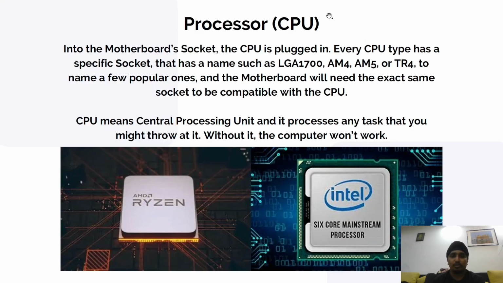Next is the processing unit. This is the brain of the PC, and there are two main brands holding the market, which are AMD and Intel, and both of the brands have different types of sockets. For Intel they will normally be using LGA sockets, based on the generation of the Intel processor, and for AMD they will be using AM4 or AM5 sockets.